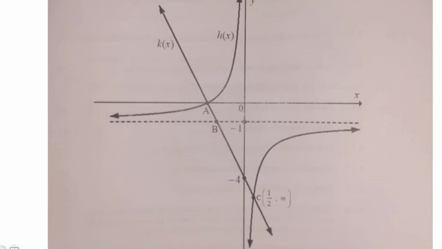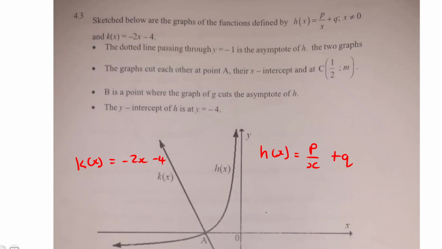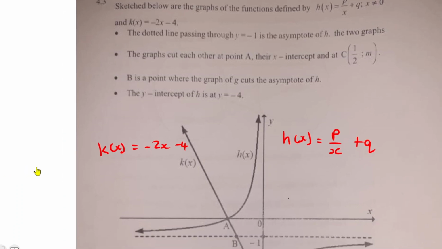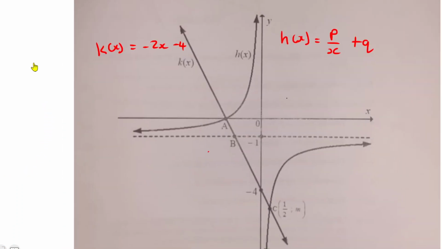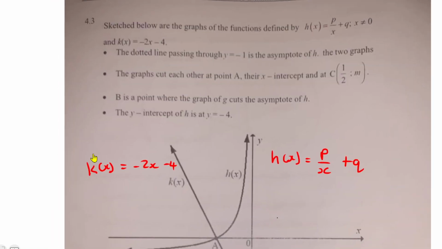So they said that the first graph, which is the hyperbolic graph, has this equation, which is h of x. Okay, so these are the two equations for these two graphs. The hyperbolic graph has the equation h of x is p over x plus q. Then the straight line graph is k of x is negative 2x minus 4. So let's read the statements.